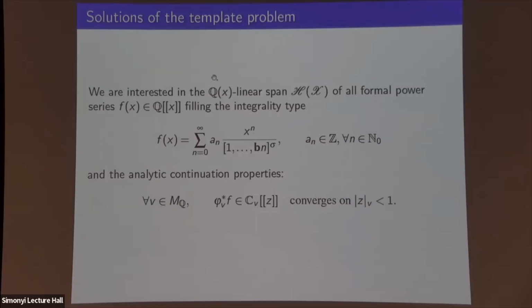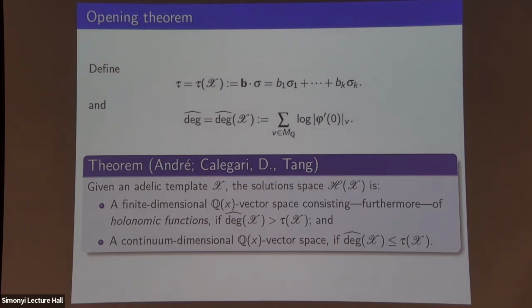We are interested in the Q(x) linear span of all the formal power series, for our purposes, f of x with rational coefficients, so we have to match an integrality type against an analytic continuation property. Integrality type: there are integer coefficients a_n for which the function has this form. And we demand that the pullback of f under all of our mappings phi converge on the unit v-adic disk, normalized so that the radius is 1. I mean, phi is defined on the unit disk. And we interpret, as the starting point, the algebraicity criterion of André in the following qualitative form. This is the loose, less precise version of what we are calling the holonomy bound.